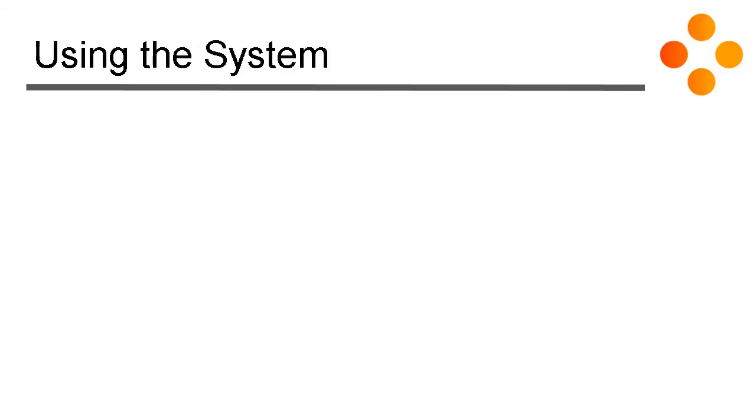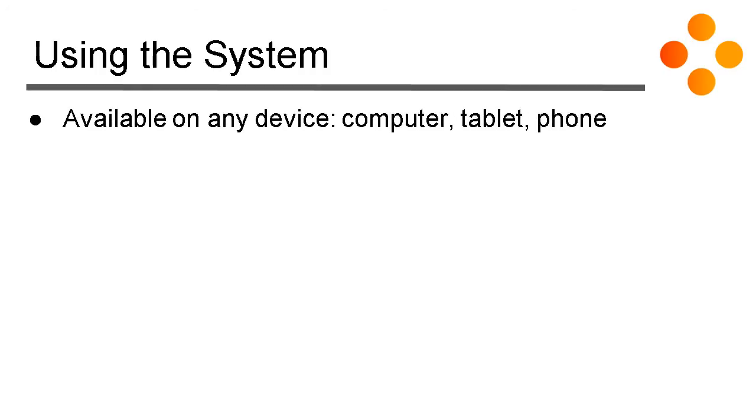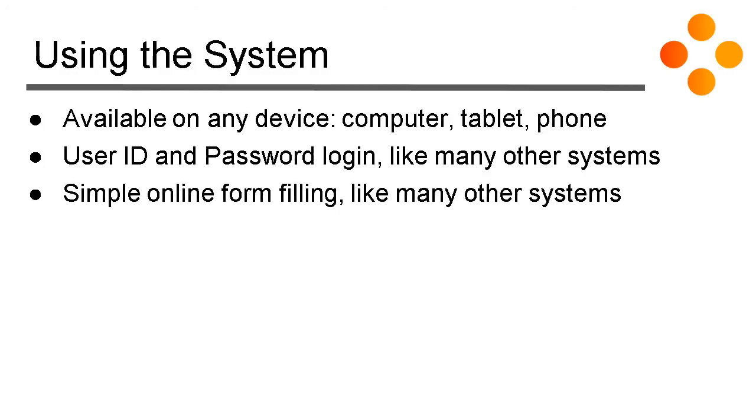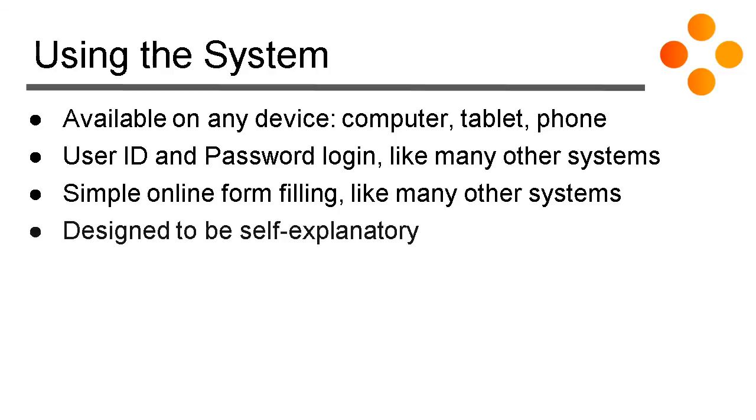How do you use the system? Most of us have some experience with online systems, and if you do, you'll find this system easy to use. First, it works on any device: computers, tablets, and phones. Computers are recommended, but not required. First, you log in with a user ID and password. Then you fill out forms. It's all designed to explain itself step by step.